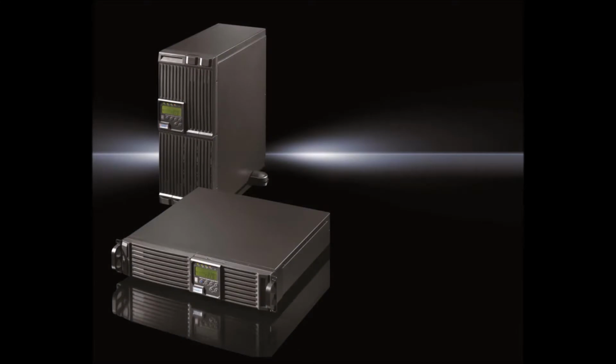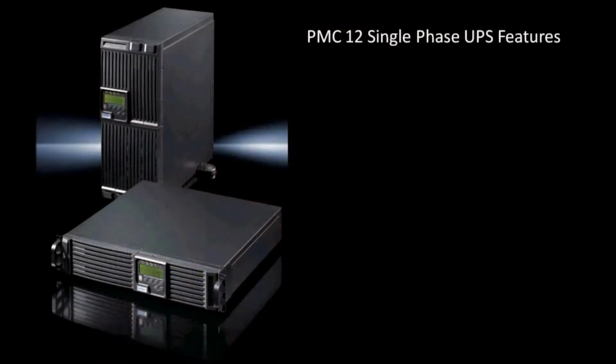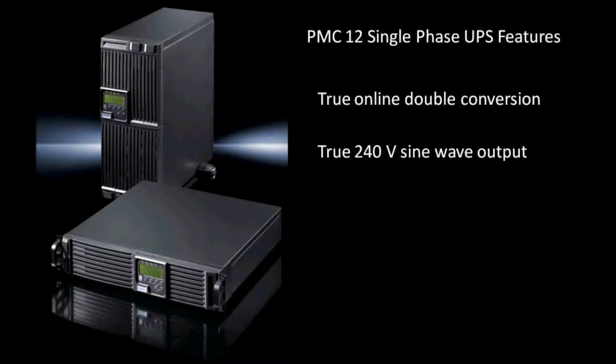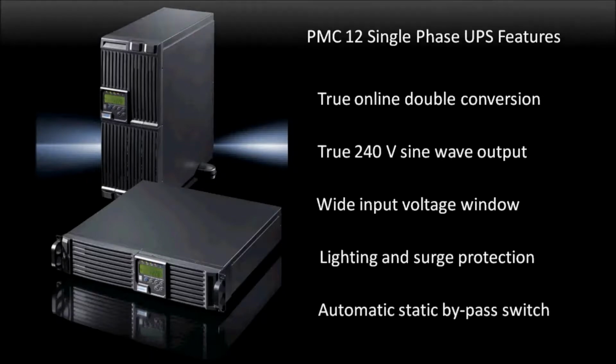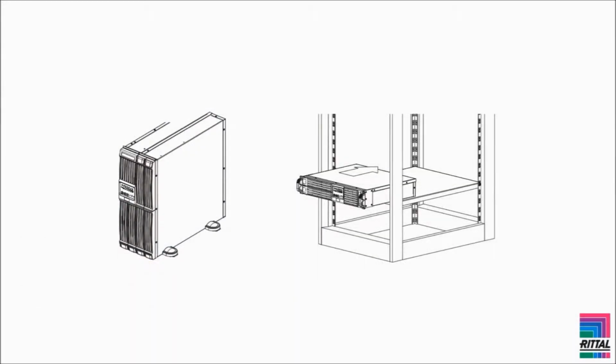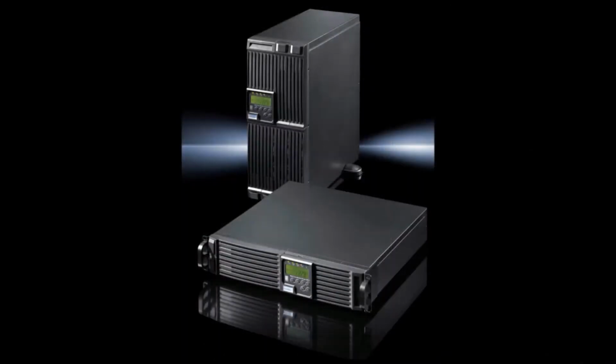Now, let's take a look at the features of the Rittal PMC12 single-phase UPS. The Rittal PMC12 features true online double conversion, true 240-volt sine wave output, wide input voltage window to minimize battery operation, lightning and surge protection, and an automatic static bypass switch. The same unit can be mounted either vertically, as a tower, or horizontally in a rack. To accommodate the different orientation of the unit, the large LCD display is rotatable.